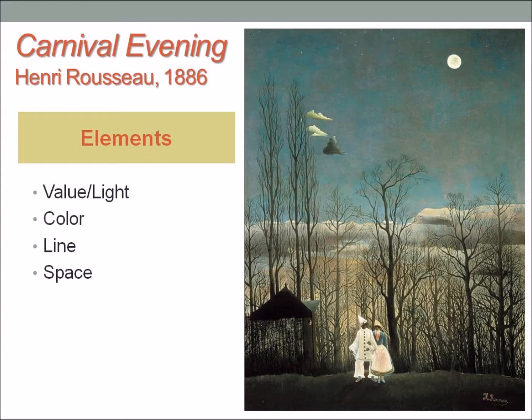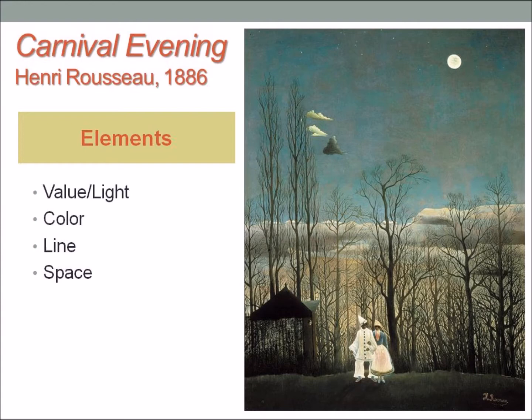This is Carnival Evening. It is a 46 by 35 inch oil-on-canvas painting by Henry Rousseau, completed in 1886. Rousseau was an interesting man. He was one of the first post-impressionist artists. He painted like no one else of his time, and that is why the critics in his time did not appreciate his work. His style was known as primitive, as is the case with many self-taught artists.